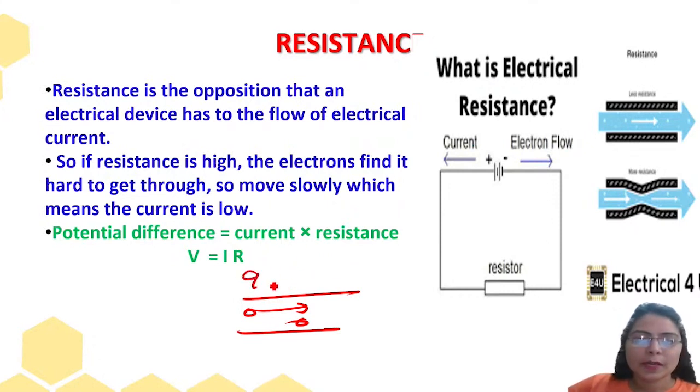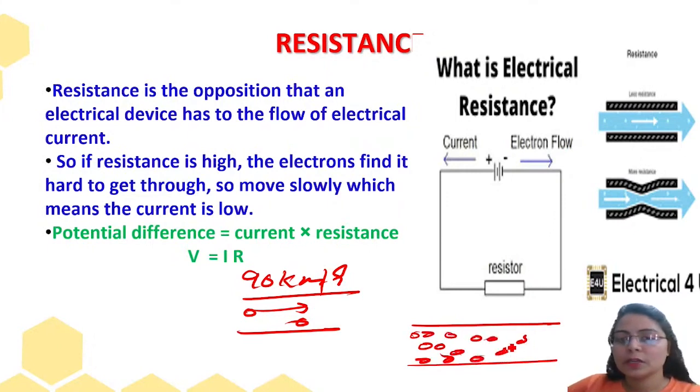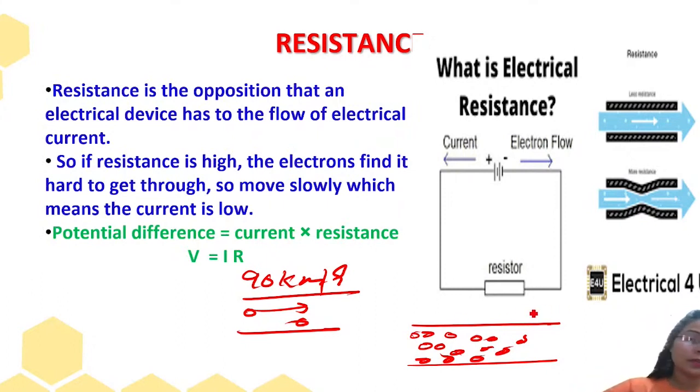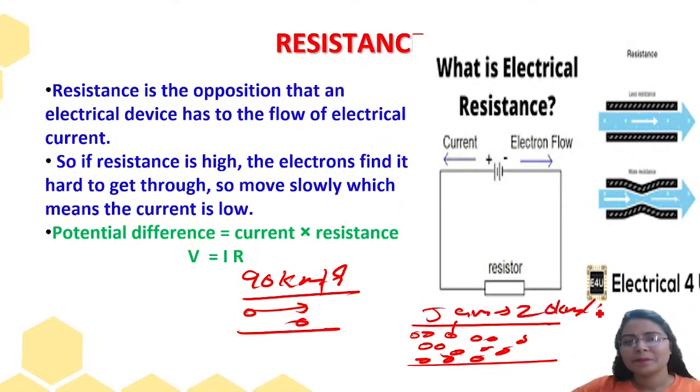The velocity will be 90 kilometers per hour. And if the road gets congested, 1, 2, 3, 4, 5, 6, 7, 8, 9, 10, 11, 12, 30, there are a huge number of vehicles, then there will be a traffic jam. And in that traffic jam, your velocity will be 20 kilometers per hour.